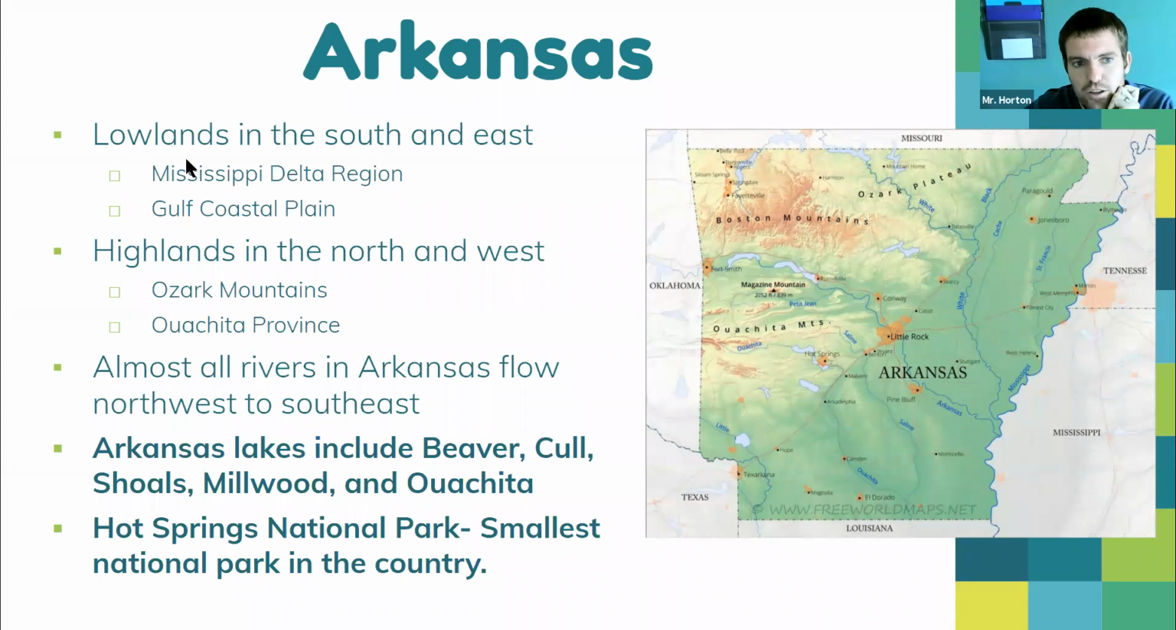Some other things about Arkansas, there's a lot of lowlands in the south and east part of the region. There's some highlands in the north and west part. And then almost all the rivers start in the northeast corner of Arkansas, and they flow down to the southeast corner of Arkansas. So they start in the northeast and flow down to the bottom right corner. So we have those 5 lakes there: the Beaver Lake, Call, Shoals, Millwood, and Alchita.